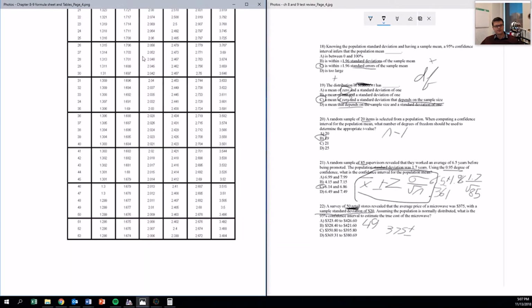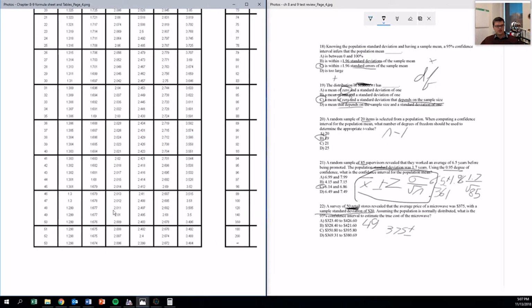So it's 375 plus or minus 2.01 multiplied by the standard deviation of the sample, so 20, divided by the square root of the total number. You're not doing the square root of the degrees of freedom, you're doing it by the number of samples, or the number of observations. Okay? So 375 plus or minus 2.01 multiplied by 20 divided by the square root of 50. If you do 2.01 multiplied by 20 divided by the square root of 50, it gives you the margin of error.